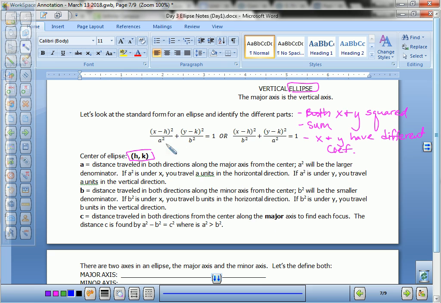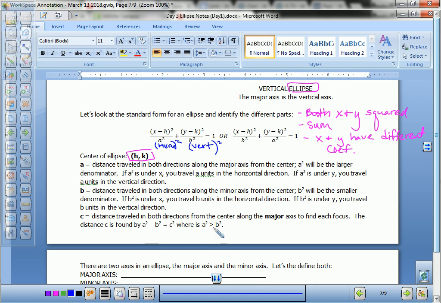So when we look at the formula, if we take the square root of this, it's going to tell us how to move from the center left and right. So I actually think of this as the horizontal distance. What's under my X is that horizontal distance, left and right from the center. I think of this one as the vertical distance. So what's under the Y is the distance up and down from the center.